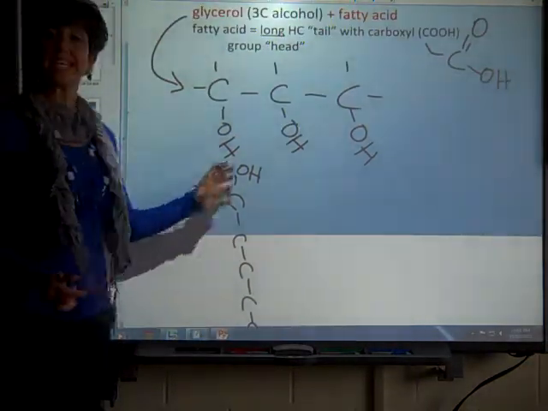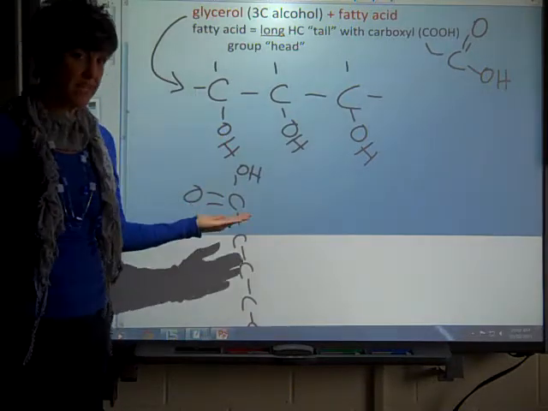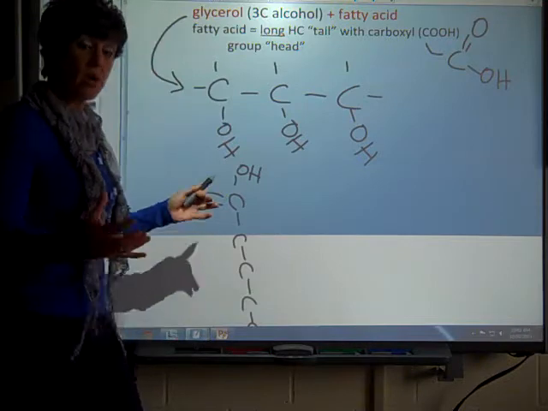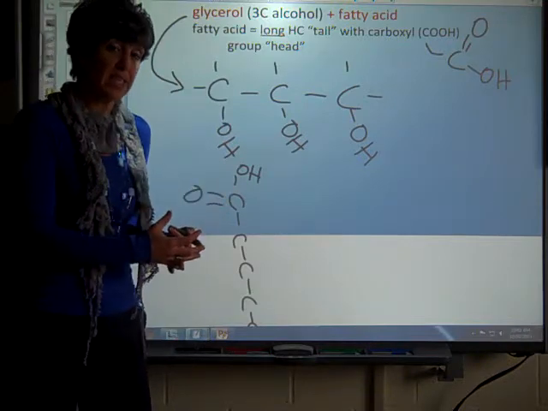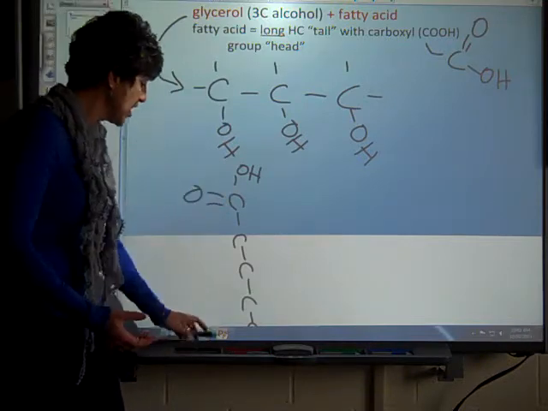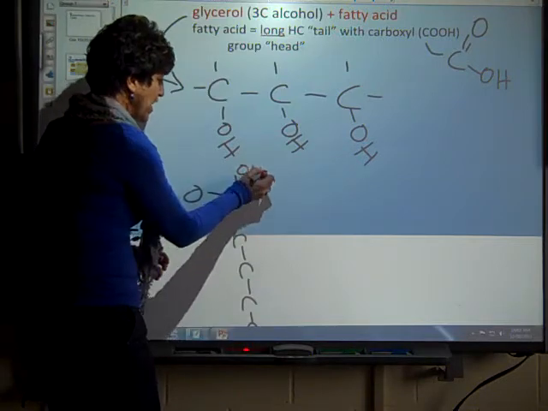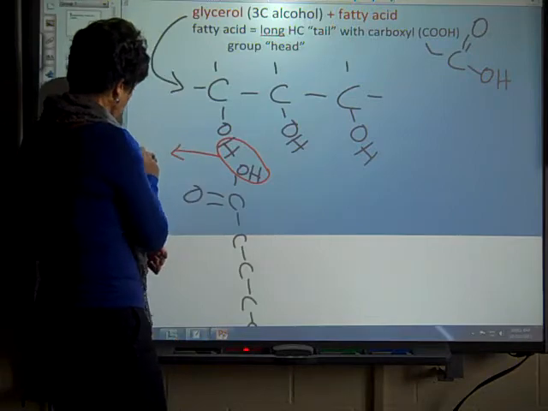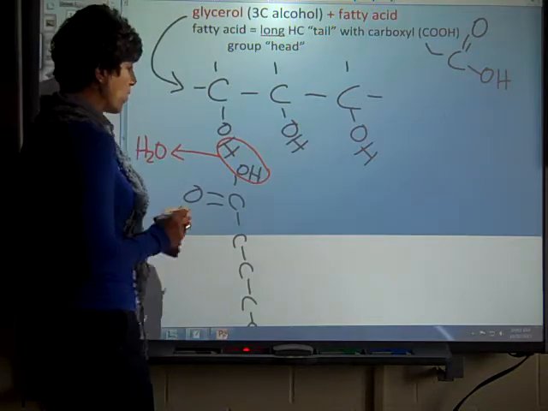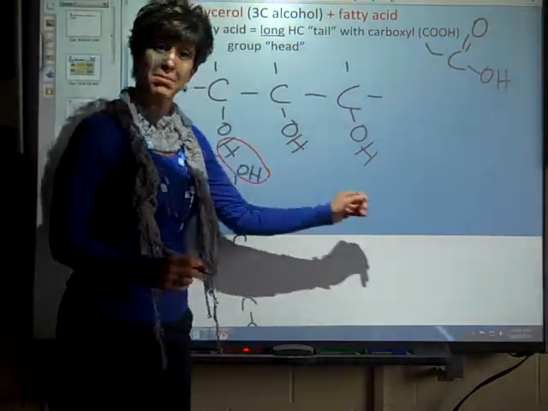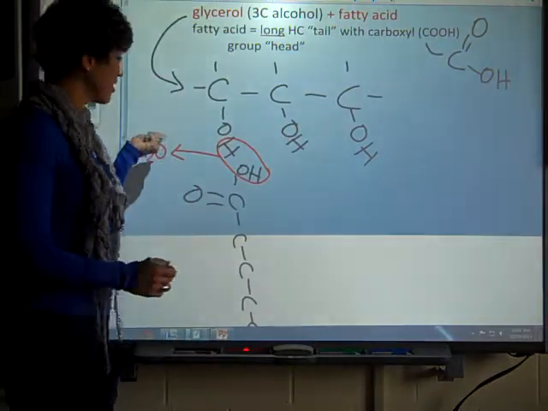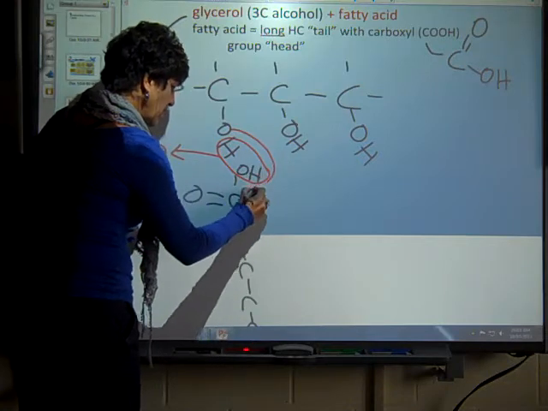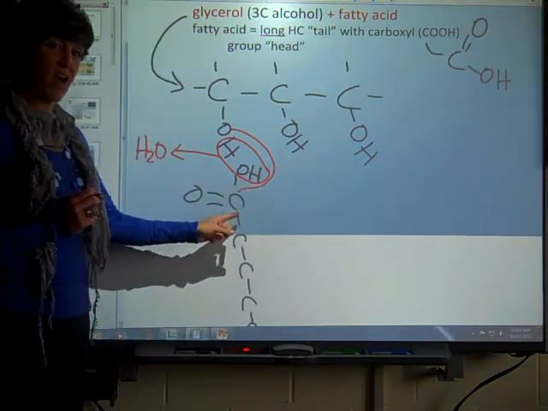Now, how would these connect? Right now there's no space, no opening for a bond, so we have to dehydrate it. Whenever you're synthesizing and building something larger, you need to dehydrate. So I'm going to take the red pen here and show you the removal of water. This is going to come out, forming H2O. So if I do this 3 times, I will produce 3 waters in the process. I now have an opening. This oxygen can bond right here to this carbon.